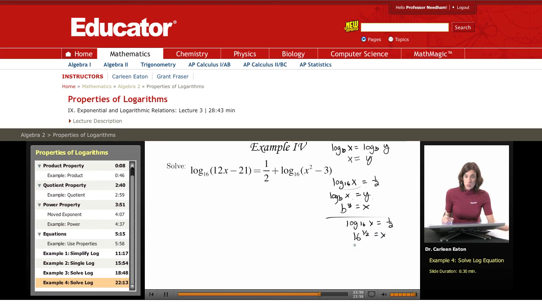This is the same as the square root of 16, which is 4. Therefore, log base 16 of 4 equals 1/2. These are equivalent. Since these are equivalent, I can write that up there. I can substitute.